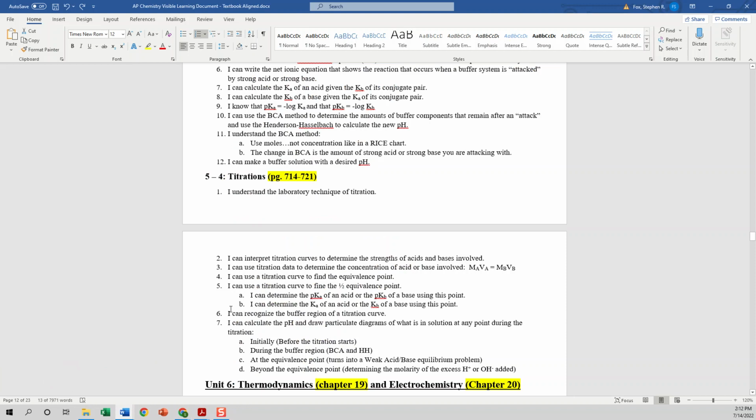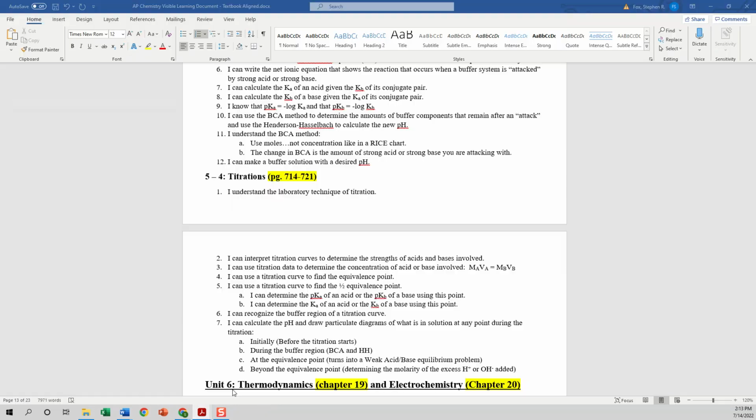5-4 5A. I can determine the pKa of an acid or a pKb of a base using this point, and this point is called the half equivalence point. So I can use the titration curve to find, I should say find, I'll change that now, the half equivalence point, and it says I can determine the pKa of an acid. So boom, that's what the question's asking.